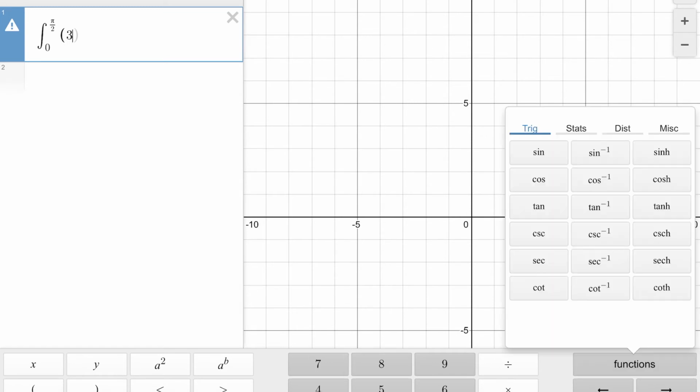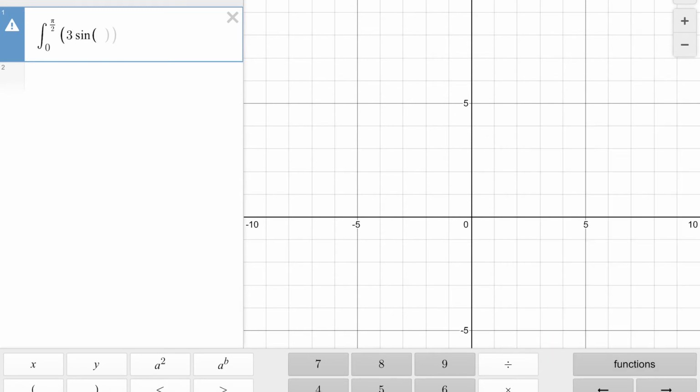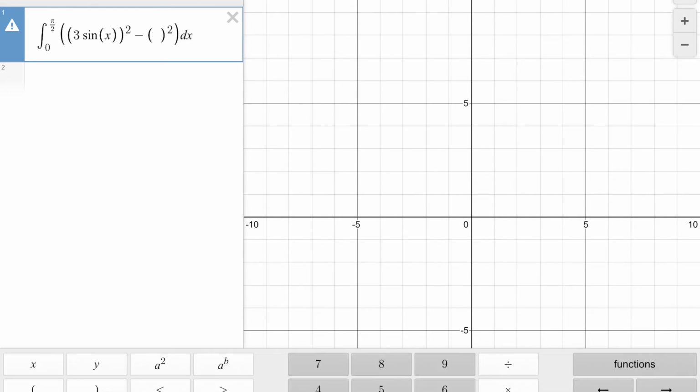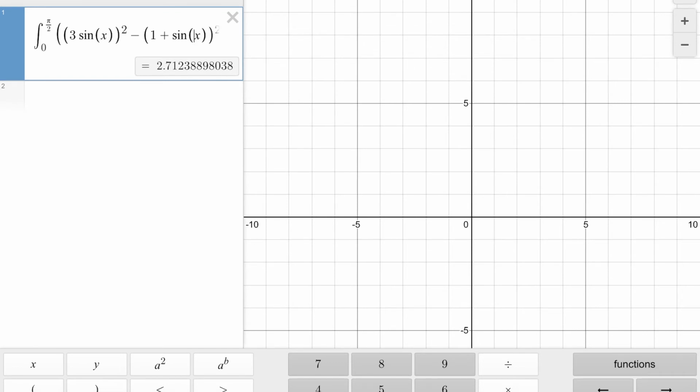So we've got 3 sine x squared. Let's put that all in parentheses, minus, then 1 plus sine theta. And now you can just use x as your variable in between, and oh, we get something a little bit different.